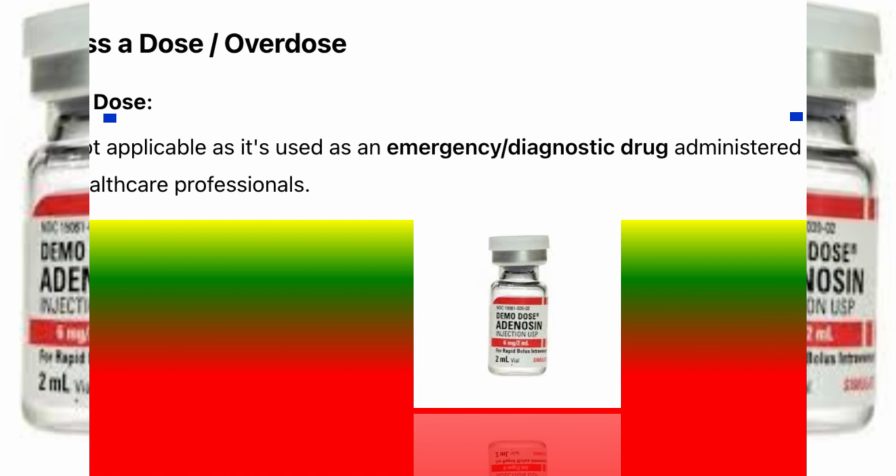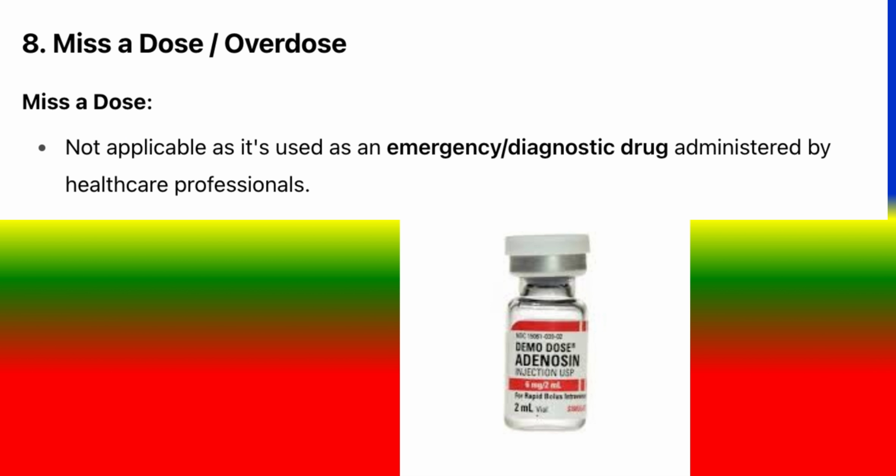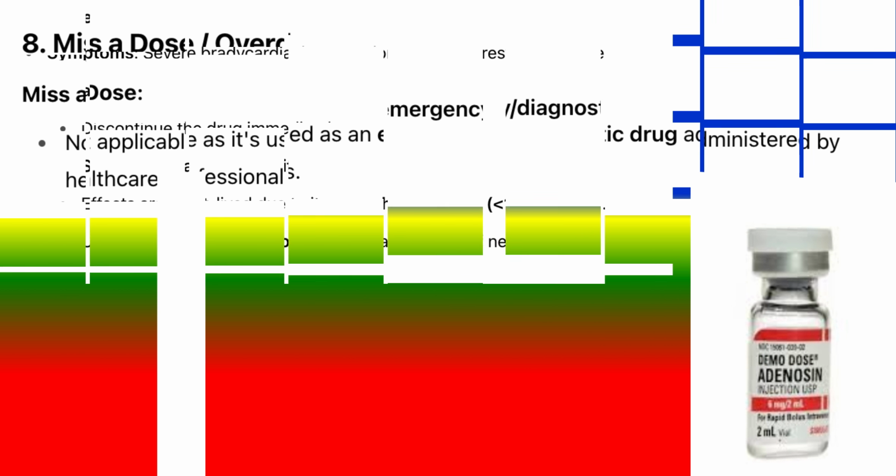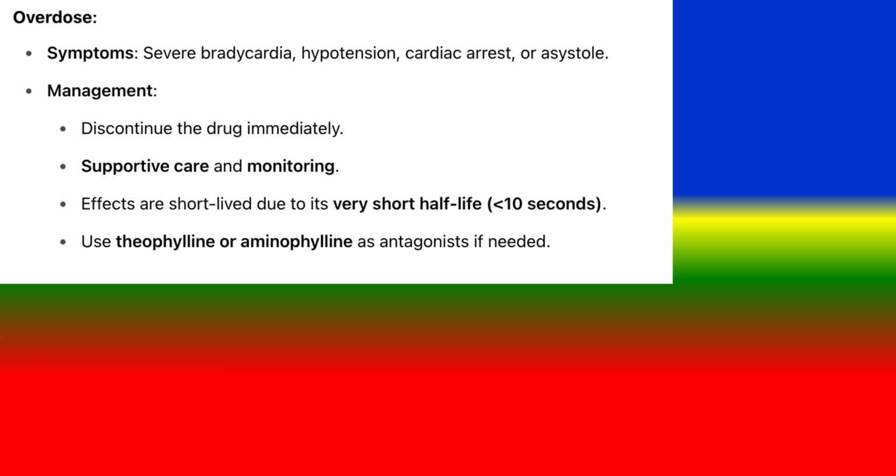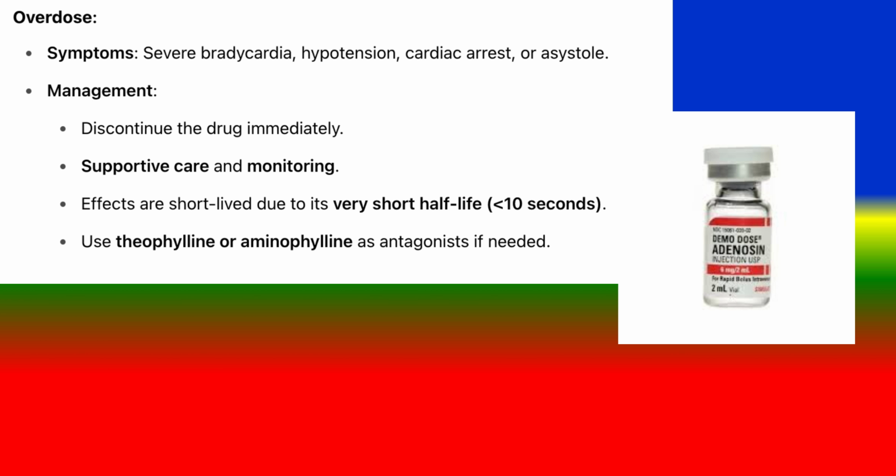8. Missed dose, overdose. Missed dose: not applicable, as it's used as an emergency diagnostic drug administered by healthcare professionals. Overdose symptoms: severe bradycardia, hypotension, cardiac arrest, or asystole. Discontinue the drug immediately. Supportive care and monitoring. Effects are short-lived due to its very short half-life, 10 seconds. Use theophylline or aminophylline as antagonists if needed.